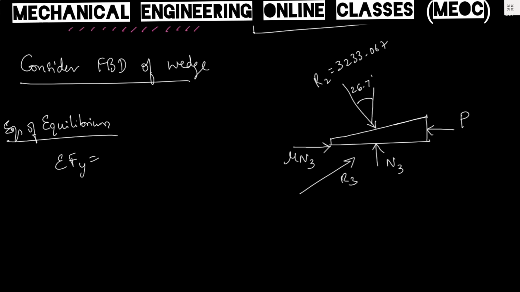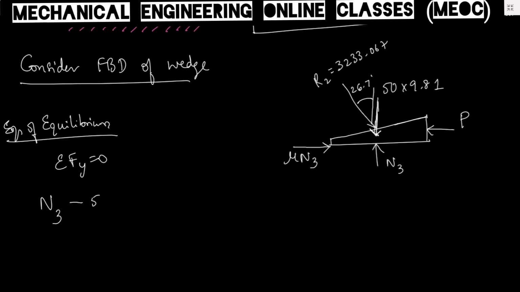I am going with sigma Fy equal to 0 first. Now don't get confused with this R3 anymore. If you are using R3, then there is no N3 and mu N3. If you are using N3 and mu N3, there is no R3. You cannot use the same force twice. So here sigma Fy equals 0. Upward forces are positive, so N3 is positive. Then the weight; I haven't shown the weight of the wedge yet. The weight of the wedge is given: it is 50 kg, so 50 into 9.81. After showing the weight also, the FBD is complete. So this is the FBD.